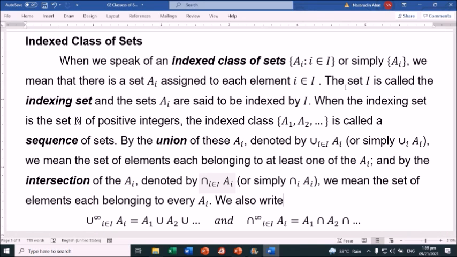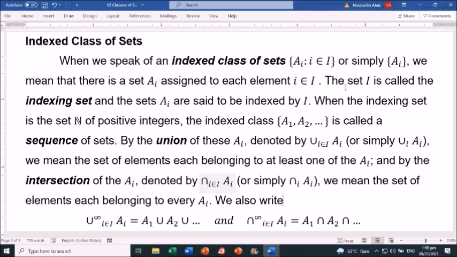When the indexing set is the set N of positive integers, the index class A sub 1, A sub 2, A sub 3, and so on is called a sequence of sets. By the union of these sets A sub i, denoted by union sub i in set I of A sub i, or simply union sub i of A sub i, we mean the set of elements belonging to at least one of the A sub i's.